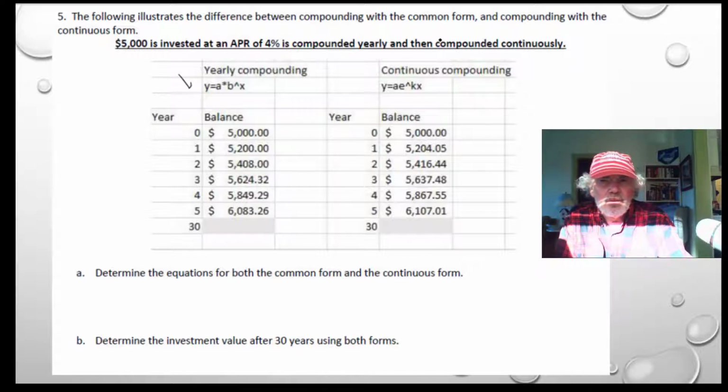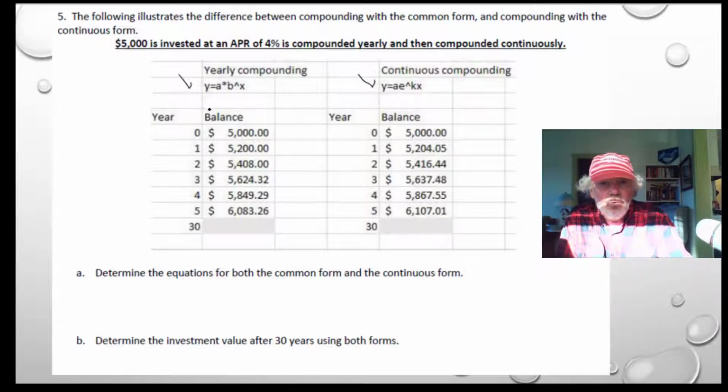And compounding yearly with the continuous form, continuous compounding. Now recall from chapter 1, remember we did compounding every quarter or compounding every month. You can even compound every day. Continuous compounding means you're compounding an infinite amount of times per cycle. Now there's definitely a difference. If you're compounding continuously, if you put $5,000 in the bank to start, you're going to wind up with more money than if you compound it yearly.